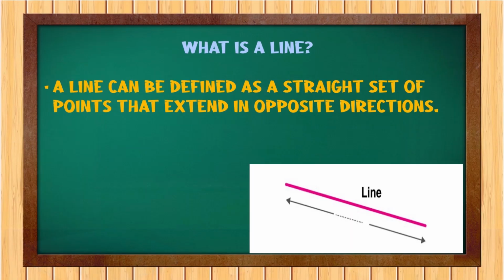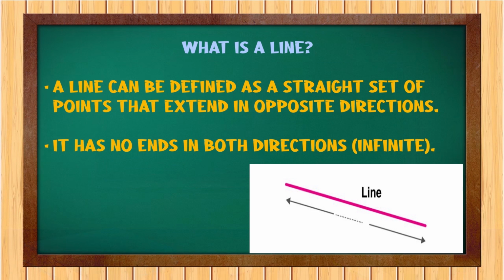To begin, we're going to discuss what is a line. That's right, what is a line? A line can be defined as a straight set of points that extend in opposite directions. It has no ends in both directions, therefore it is infinite. It has no thickness and it is one-dimensional or flat.